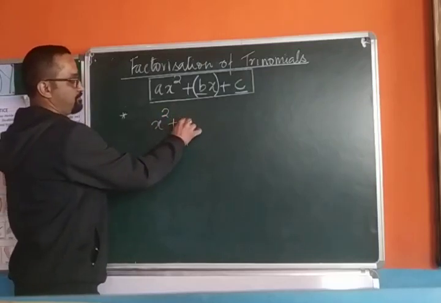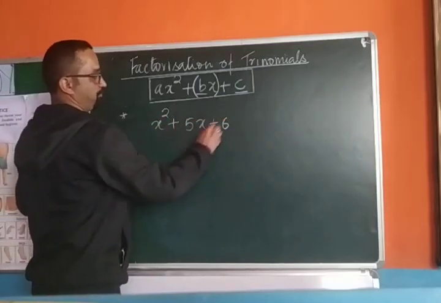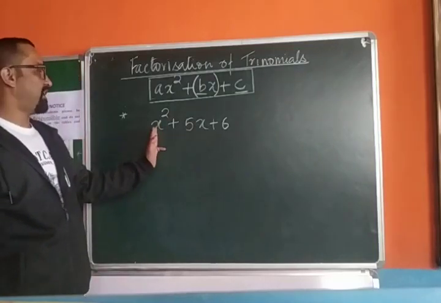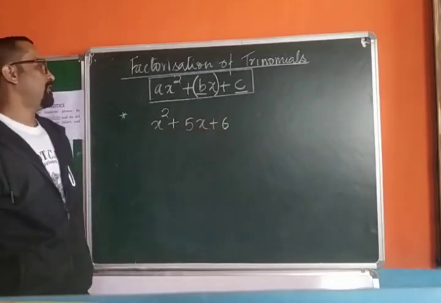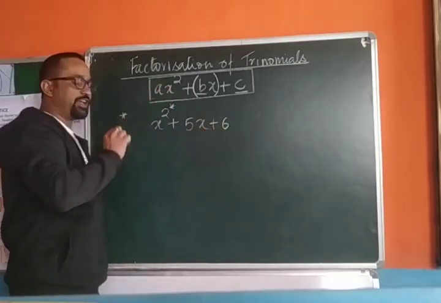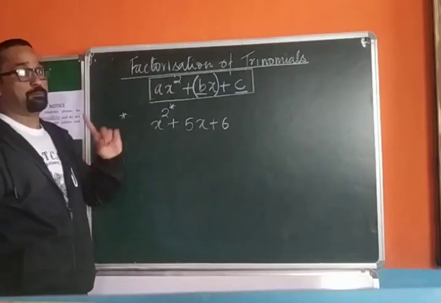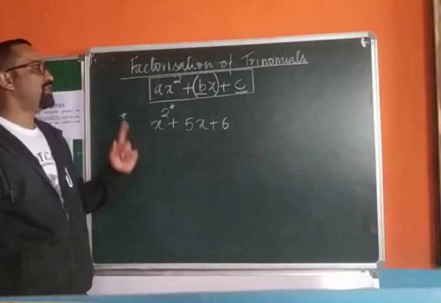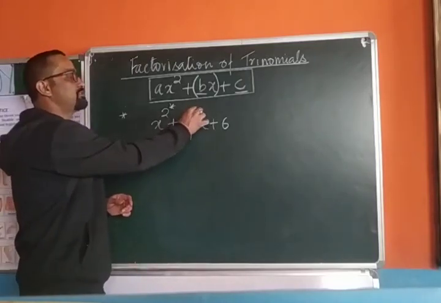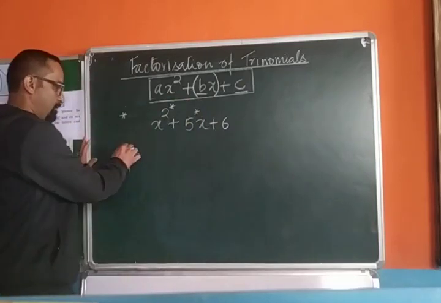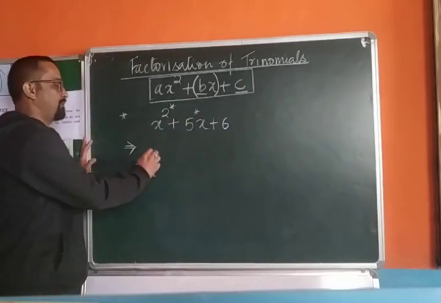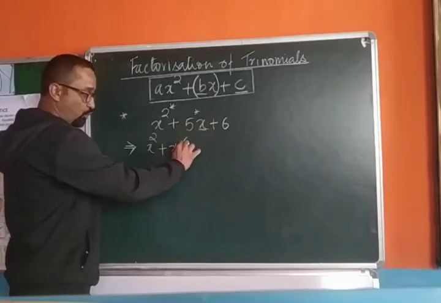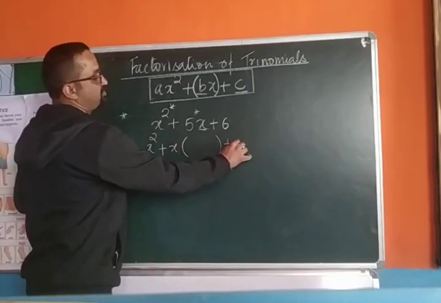x squared plus 5x plus 6. The given equation is a trinomial because there are three terms. The exponent of the trinomial is 2, which means that this given trinomial has two factors, and we can find the factors by splitting the middle term. First step, you write x squared plus x, then open the bracket, plus 6.